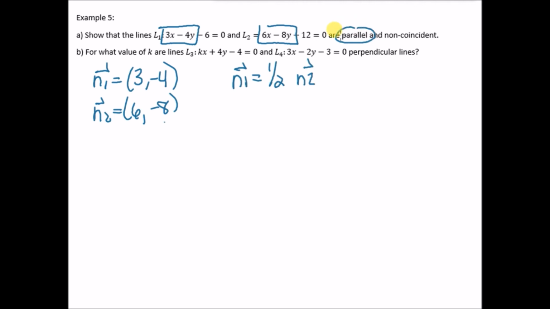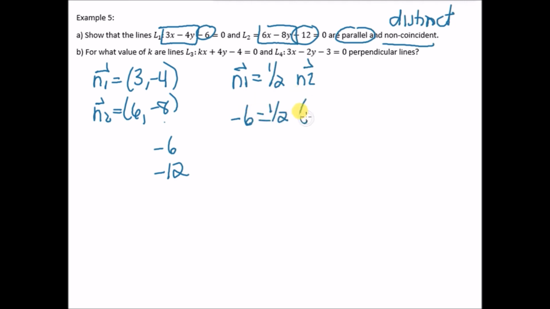parallel. Now, when we say non-coincident, we mean that they are distinct. They do not lie on top of one another. So let's just put distinct. What we want to do now is compare the c values. So we want to compare the number -6 with -12. Is -6 1/2 of -12?